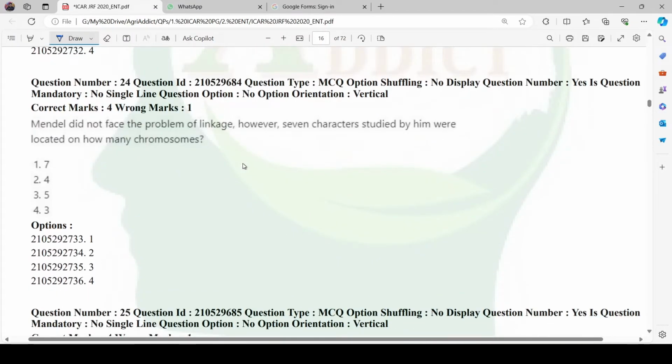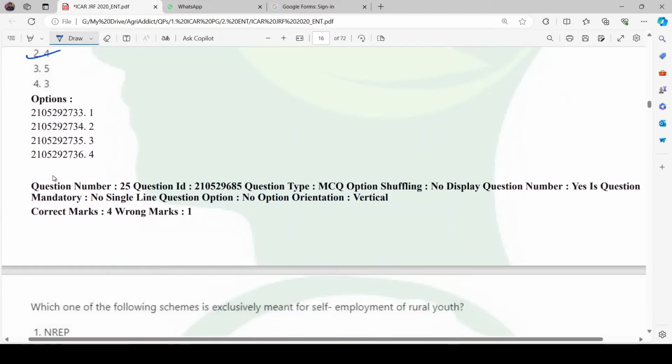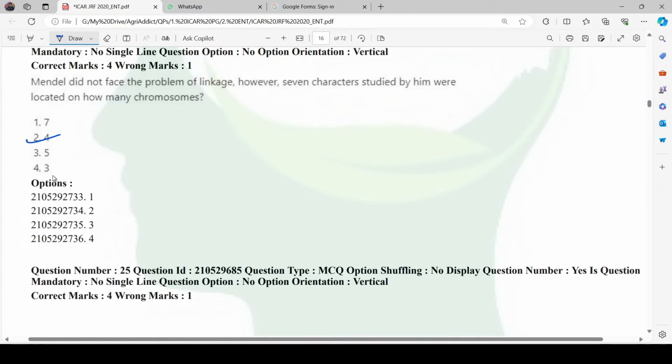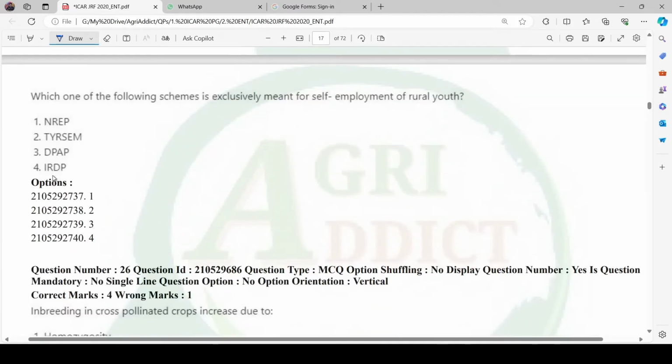Mendel did not face the problem of linkage, however the 7 characters studied by him were located on how many chromosomes? It's a basic genetics question. The 7 characters studied by him were located on 4 chromosomes. So option 2 is correct. Which one of the following schemes is exclusively meant for self-employment of rural youth? The answer is TRYSEM.